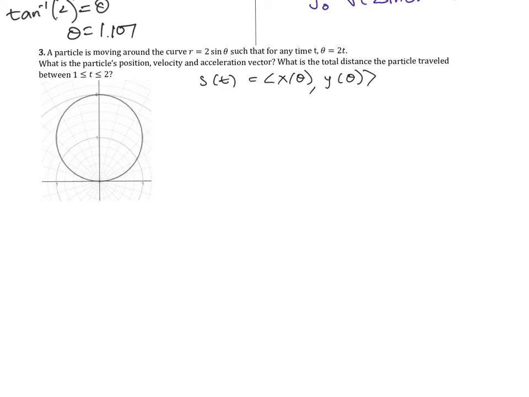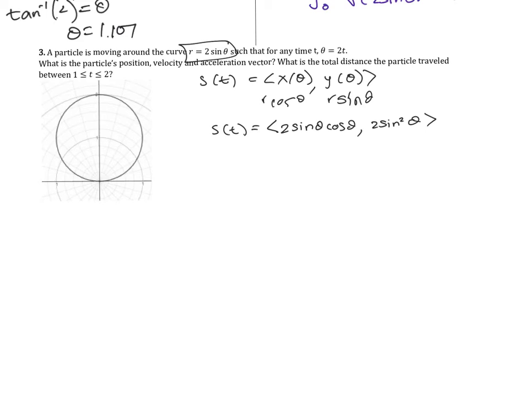Let's start there. So notice that position is going to be a function of theta to start with, so we can go ahead and write this out, x of theta, y of theta, and then we can substitute in what we know, that x is equal to r cosine of theta and y is equal to r sine of theta. And here is our r. So our position vector, s of t, is going to be equal to 2 sine of theta cosine of theta, comma, 2 sine squared of theta.